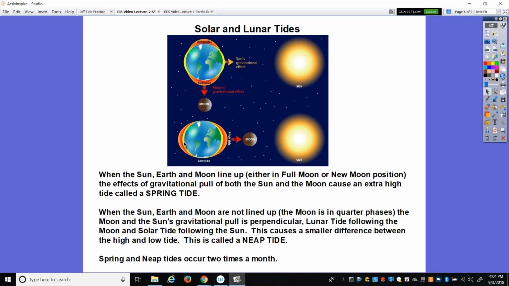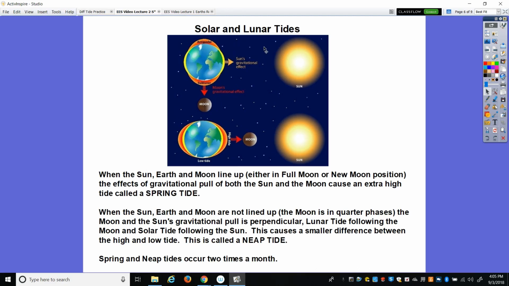It is a double pull, so it's going to have a really high tide, and on these areas right here, it will have a very low tide. You can see there's no pulling of the water, so you're just really low and really high. When that happens twice a year, we call that a spring tide.